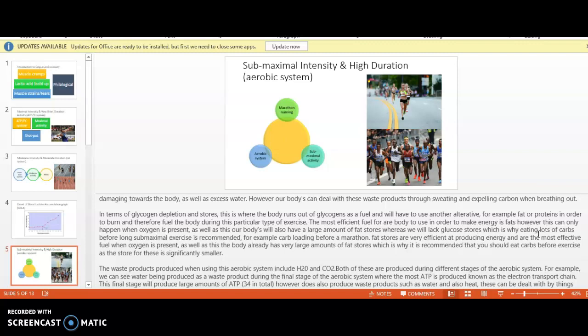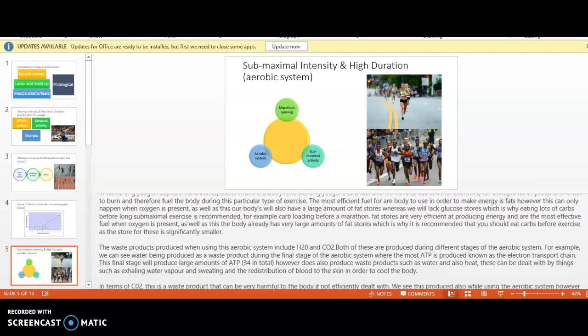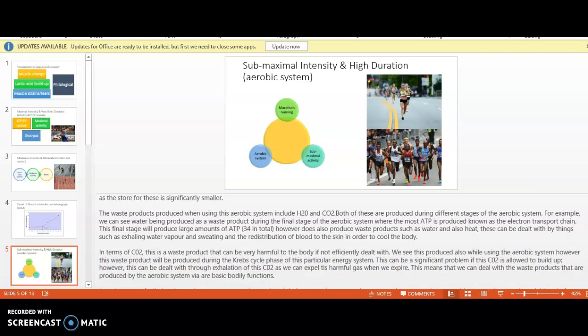Fat stores are very efficient at producing energy and are the most effective fuel when oxygen is present. As well as this, the body already has very large amounts of fat stores, which is why it's recommended that you should eat carbs, as these stores are considerably smaller. The waste products produced when using the aerobic system include H2O and CO2.